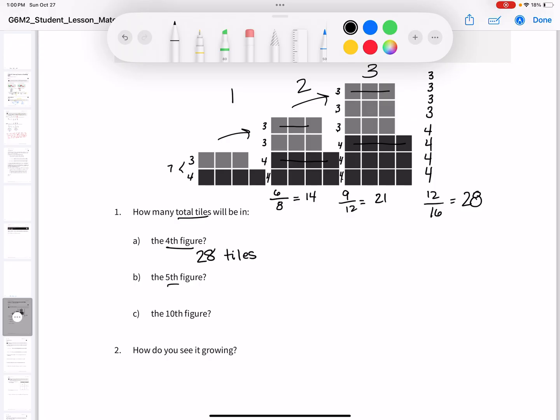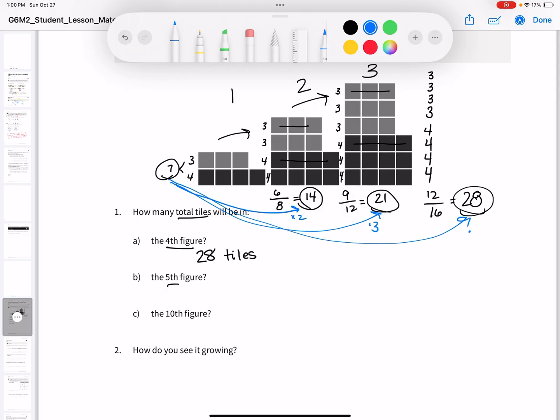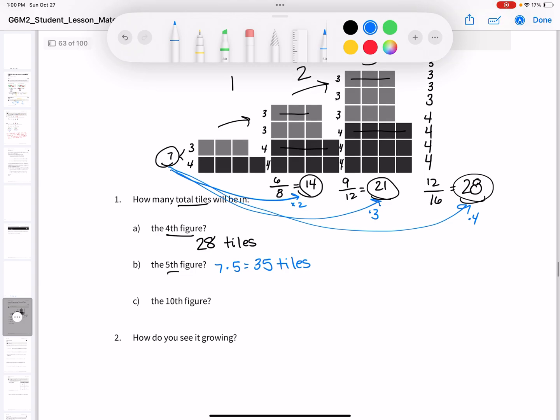Well, the other thing I noticed, instead of just drawing more of these diagrams, is that we have 7, 14, 21, 28. So this is kind of like taking the original. To go here, we would multiply by 2. To go here, 7 times 3 is 21. And to go here would be 7 times 4, which is 28. So I can look and say, well, what's 7 times 5? 7 times 5 is 35. So there must be 35 tiles in the fifth figure.